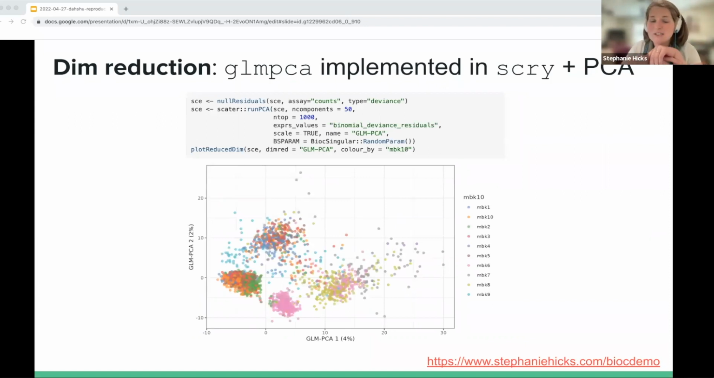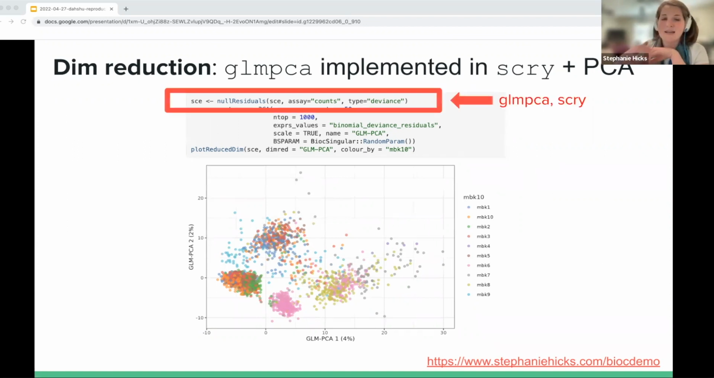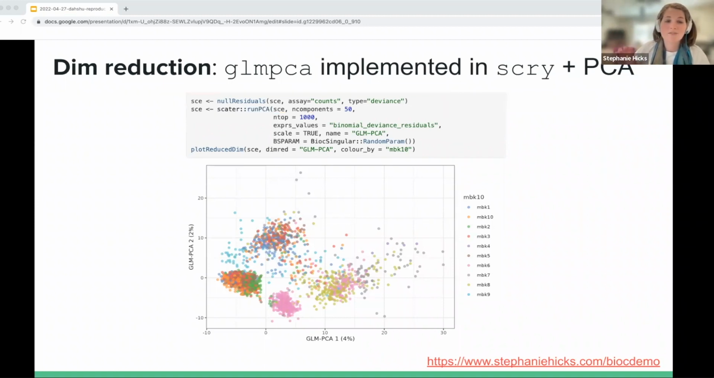Next, I'm going to switch gears and show you what happens with glm-pca. So I do a couple of things. This is an alternative to PCA on those normalized data. The first step is I calculate a set of residuals. I take our counts matrix, and for every gene, I fit a model. In this case, I think the default is a Poisson model, and I calculate a set of deviance residuals. So I have a big error matrix at the end of this. And then from there, I take that set of residuals. You can see the expression values equals binomial deviance residuals, and that's what gets piped into PCA.